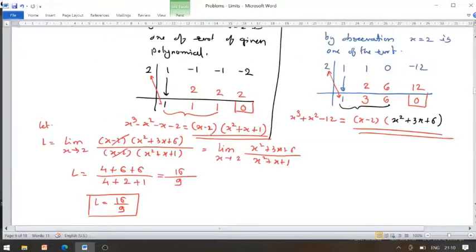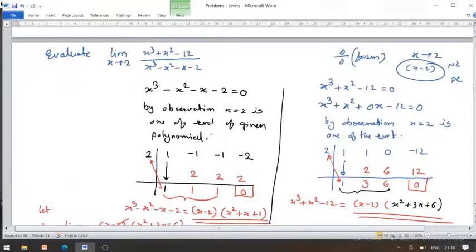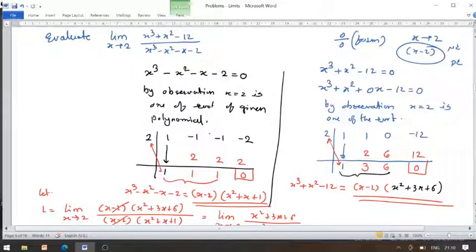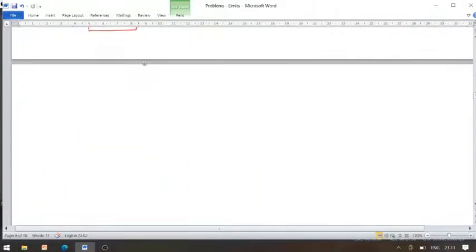In case of a polynomial, that means a cubic function or a polynomial function having degree of the variable 4 or greater than that, we always have to use the method of synthetic division for finding its factor. One of the factors, as per the condition of the limit, here x tends to 2, means we have x minus 2 by observation. Now look at the next one. We will try one more problem depending upon synthetic division.